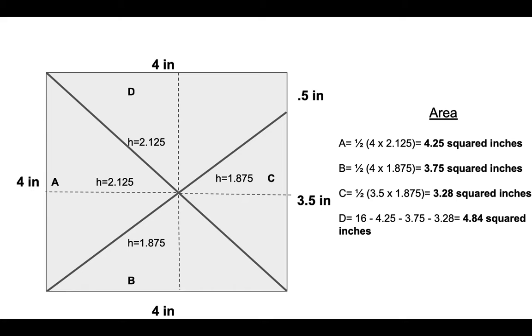To calculate the area of each section, you measure the heights of each triangle. Heights are seen as a dashed line. Then, using the formula for area of a triangle, half base times height, you calculate the area of each of sections A, B, and C. To determine the area of section D, you subtract the areas of A, B, and C from 16, the area of the whole square.